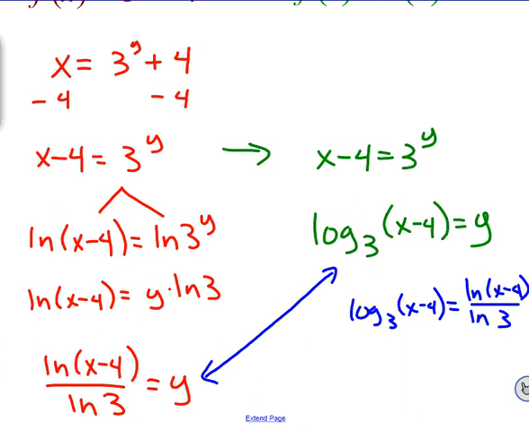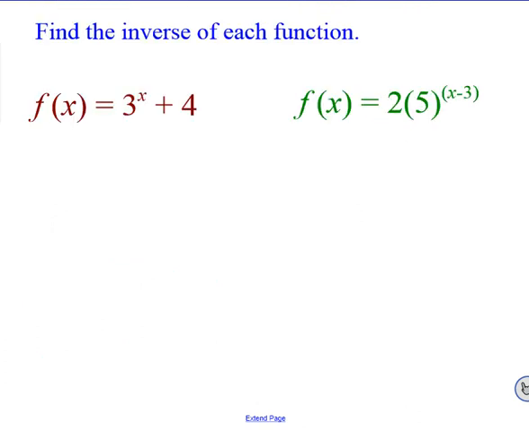All right, let's jump to the next one. And again, we're going to switch our x and y. So we have x equals, because f of x is y. So we're going to say x is 2 times 5 to the y minus 3. Again, we're undoing in inverse order of operations. So the first undo is the last do. I would take y, subtract 3, raise 5 to that power, and then multiply by 2. So my first undo is to divide by 2.